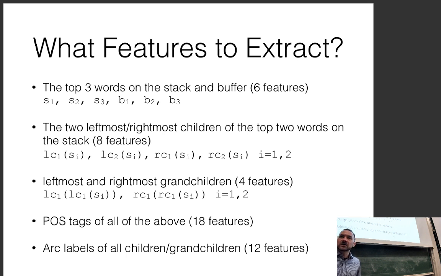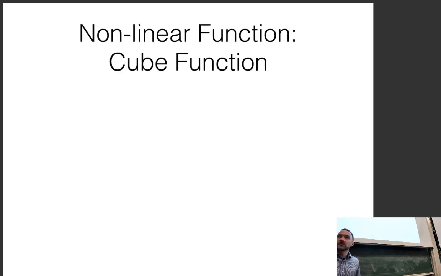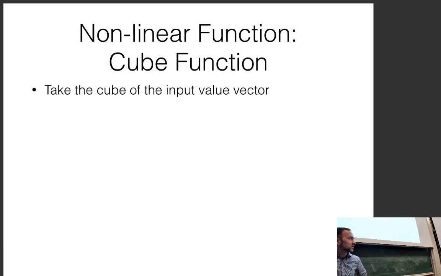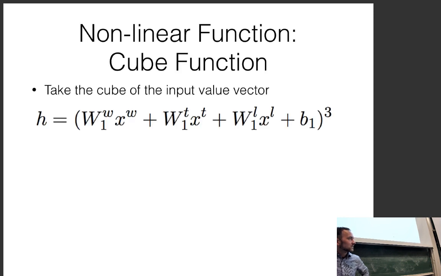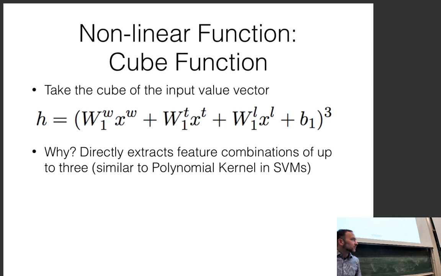So you take all of these, you take embeddings from them, and you run them through a nonlinear function. In this case, they used a kind of unusual nonlinear function, the cube function, which basically takes the cube of the input value vector, like this. It takes a linear transform of all of the inputs and then takes the cube of this. The reason for this is it gives you the ability to directly extract feature combinations of up to 3, essentially up to 3 different levels.